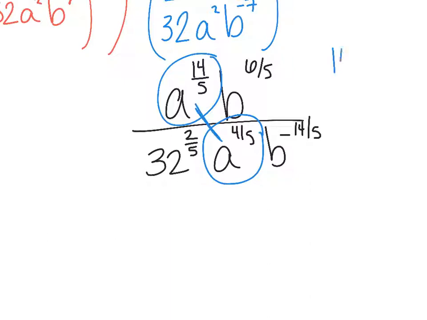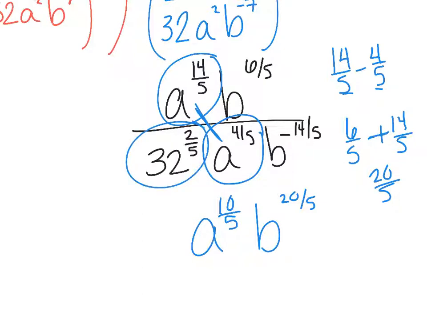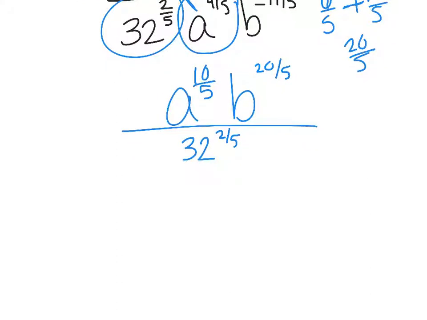So off to the side, I'm saying 14/5 minus 4/5. Common denominators, already have them. So that's going to be a to the 10/5. Let's do the b's. 6/5 minus -14/5. Two negatives make a positive. That's 20/5. Okay, now notice where the 32 to the 2/5 is sitting. It's in the denominator, so it's going to stay there. 32 to the 2/5. And I'm just going to keep cleaning it up.